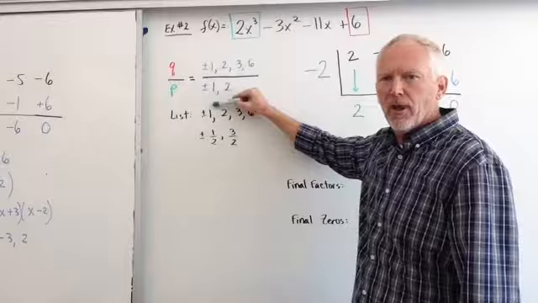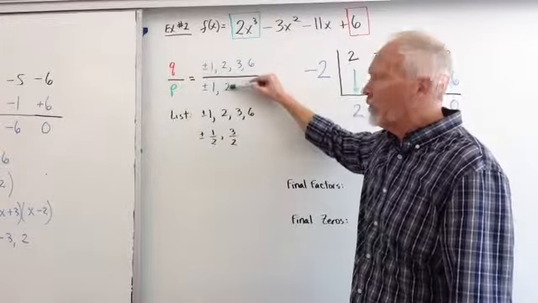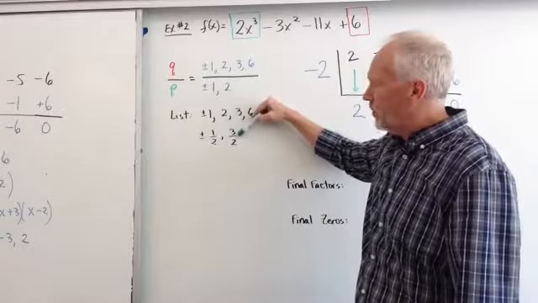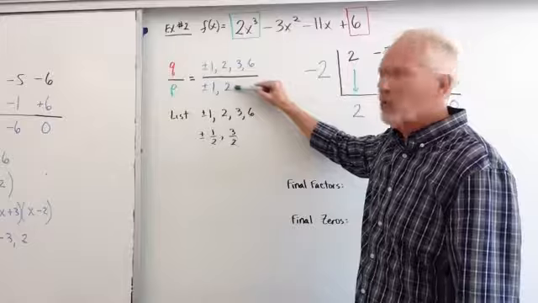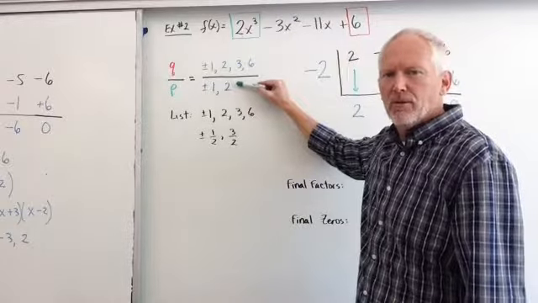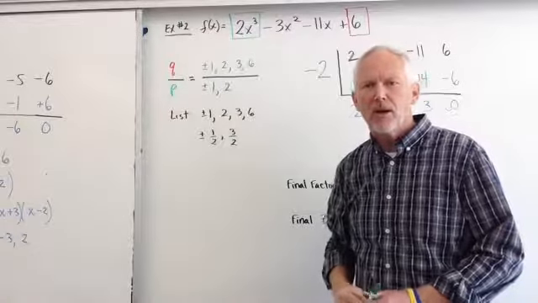That's already back over here, so I've already included that as a factor. 3 over 2, well, I don't have 3 over 2 yet, so I'm going to put that in my list. And then 6 over 2, well, what's 6 divided by 2? That's just 3, and I have that there. So then my list is complete.